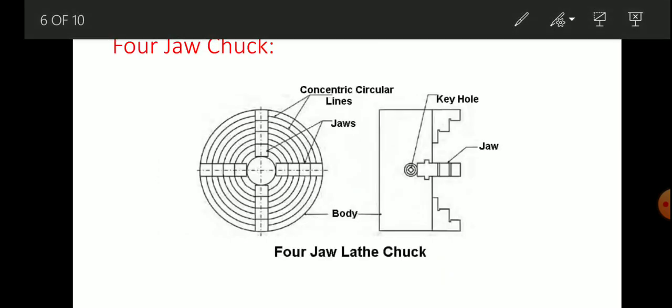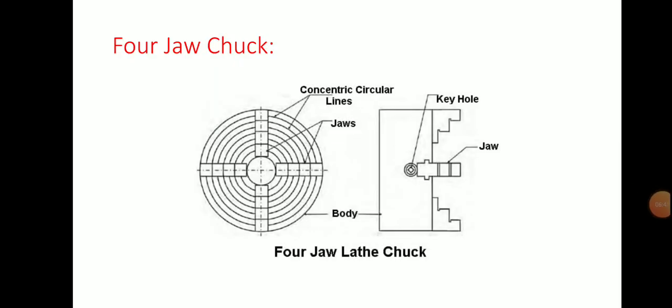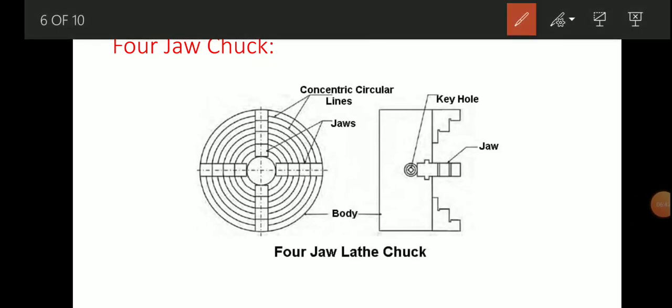Now let us see four jaw chuck. Here we can see a simple sketch of four jaw chuck. It consists of four jaws, 1, 2, 3 and 4, so the name is four jaw chuck. It consists of jaws and pinion, also called keyhole. The outer portion is called the body. A four jaw chuck has basically four jaws. Each jaw is independently actuated and adjusted for holding the job.